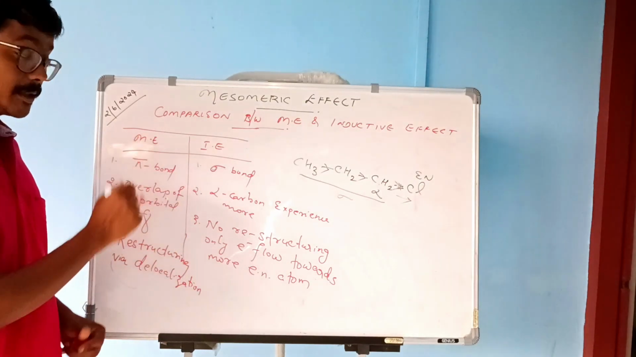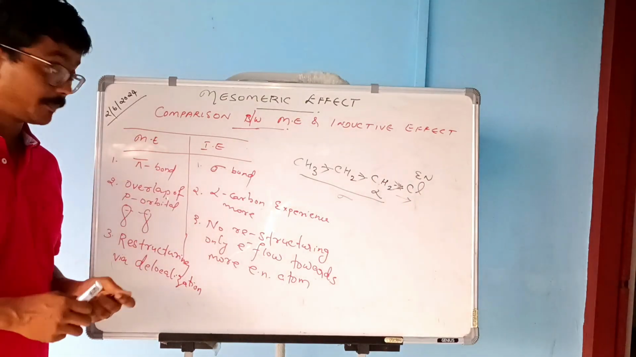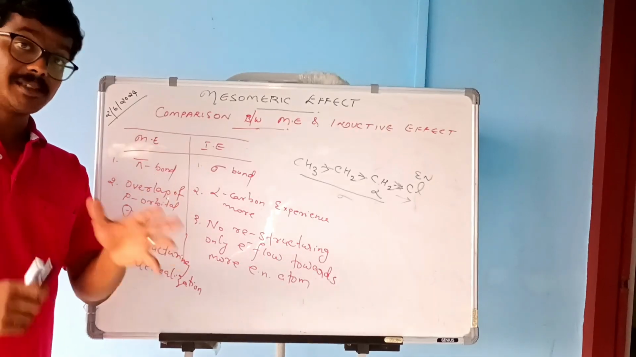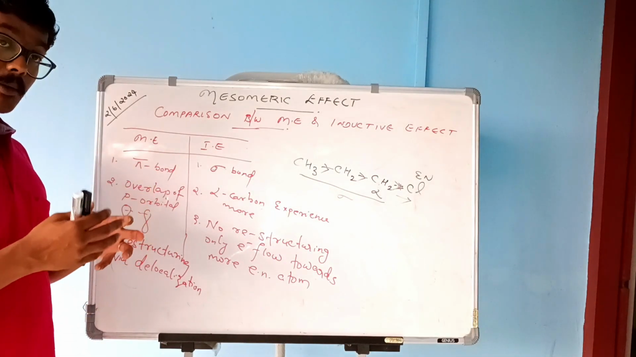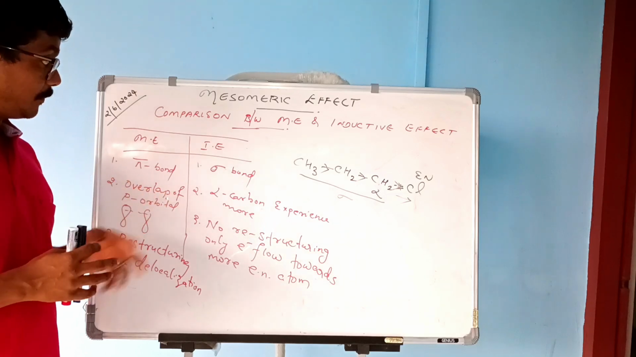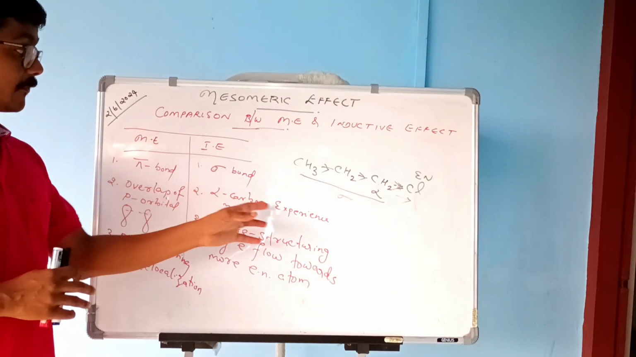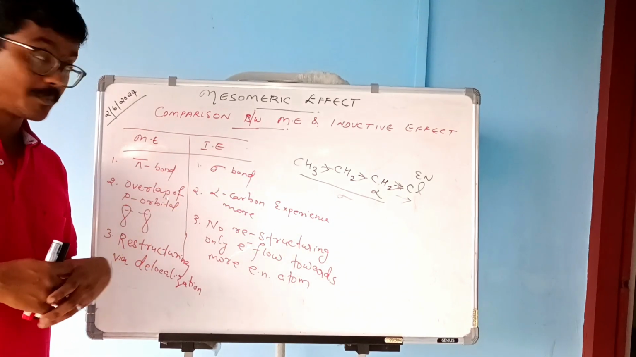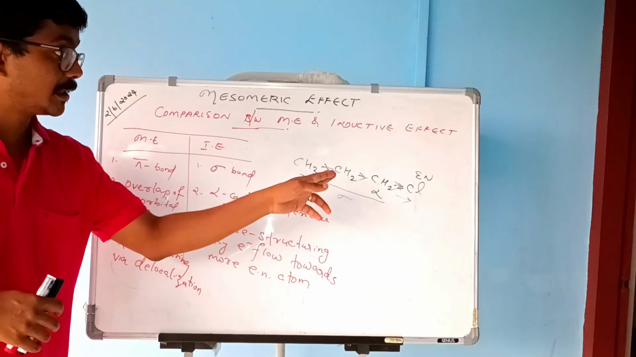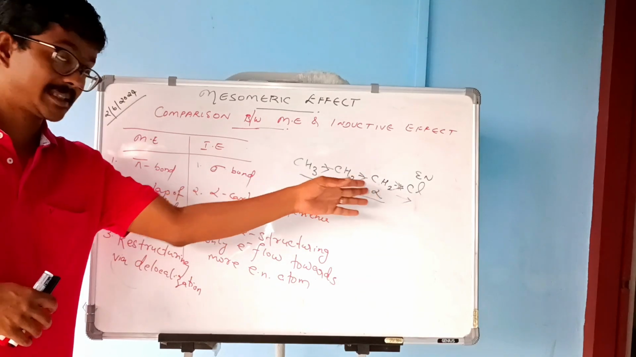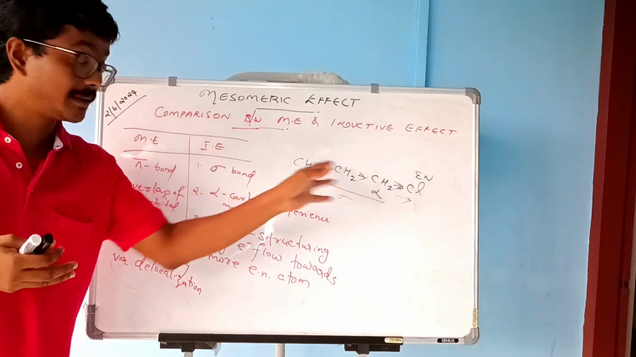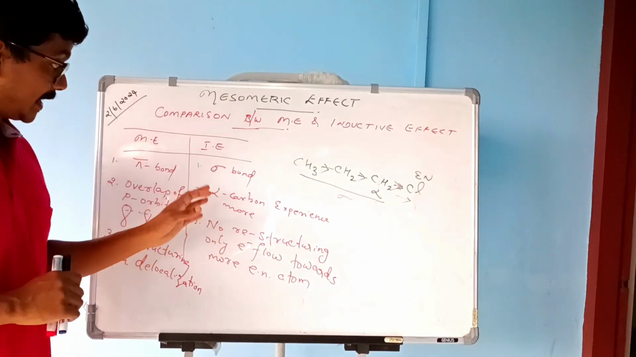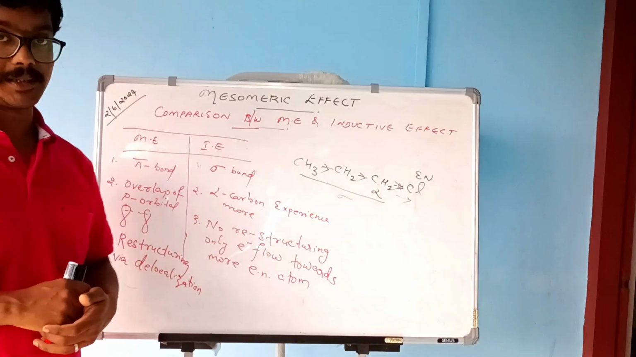The first is that the mesomeric effect is experienced on a pi bond, while the inductive effect is experienced on a sigma bond. The mesomeric effect occurs by the overlap of p orbitals. The inductive effect is experienced more on the alpha carbon than on the beta carbon, and it extends throughout the chain, but its intensity decreases. So the effect will be more on the alpha carbon.